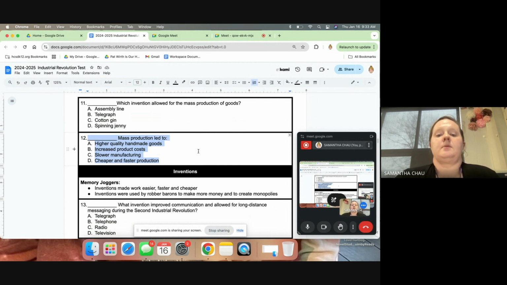Number 12, mass production led to: higher quality handmade goods, increased production costs, slower manufacturing, cheaper and faster production.